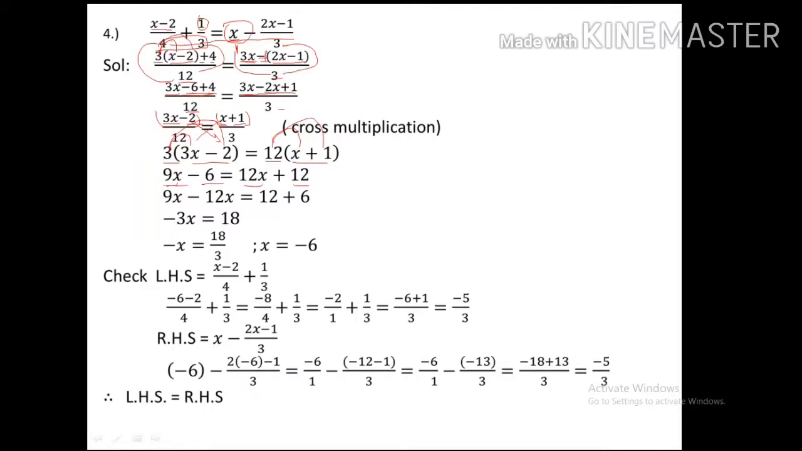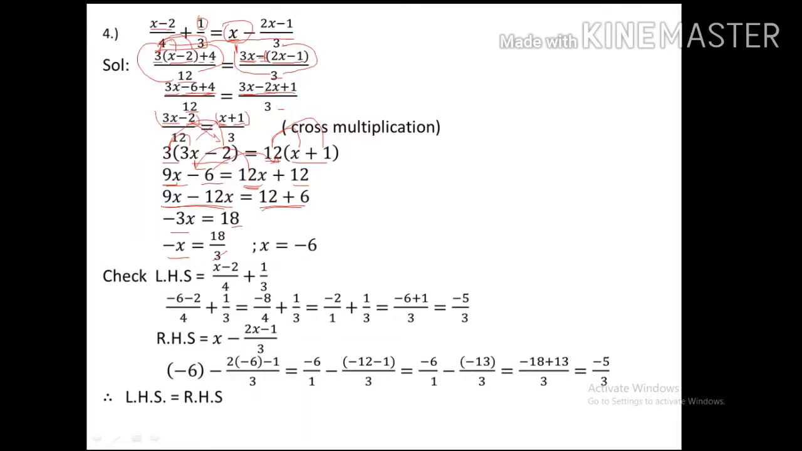Now 9x is the left hand side and 12x is the right hand side. So we transfer this 12x to the left hand side, so the sign will change, it will become 9x minus 12x, and this minus 6 we transfer to the right hand side, it will become 12 plus 6. Now 9x minus 12x, when we solve, it will come minus 3x, and 12 plus 6 when we add, it will come 18. Now minus x equals 18 upon 3 we will write.